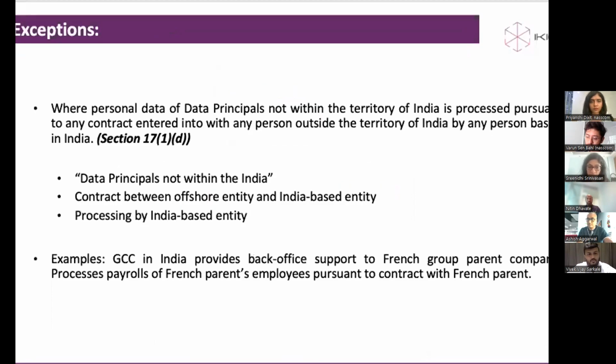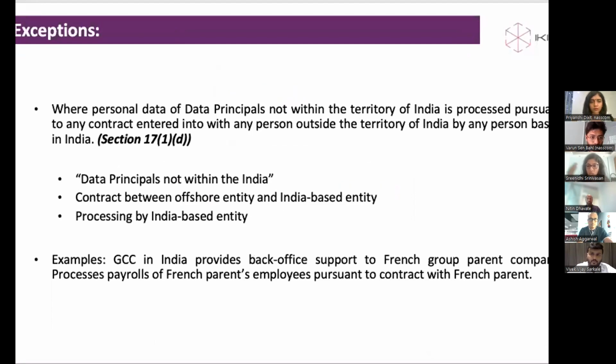There is an exception, and a critical one, which Ashish alluded to earlier. While the baseline is that if you're processing data in India, the law applies to you, there are situations where you're processing data of data principals who are not within India, and you're doing this pursuant to a contract with any person outside India, and you're, of course, a person based in India. So there are 3 components here. One is that you're only processing data of data principals who are not within the territory of India, who are not situated within India.